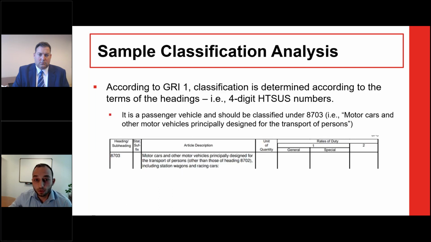So in the next slide, you see that we start the classification analysis with determining the 4-digit HTS number. And in this case, because it's a passenger vehicle, it should be classified under 8703, which specifically covers motor vehicles principally designed for the transport of persons.